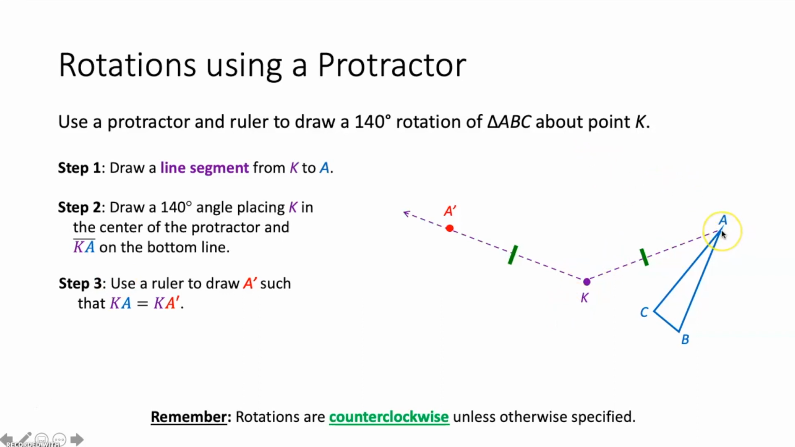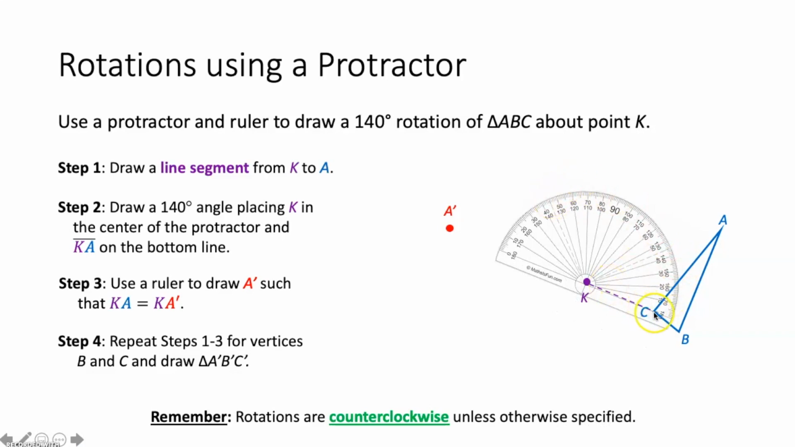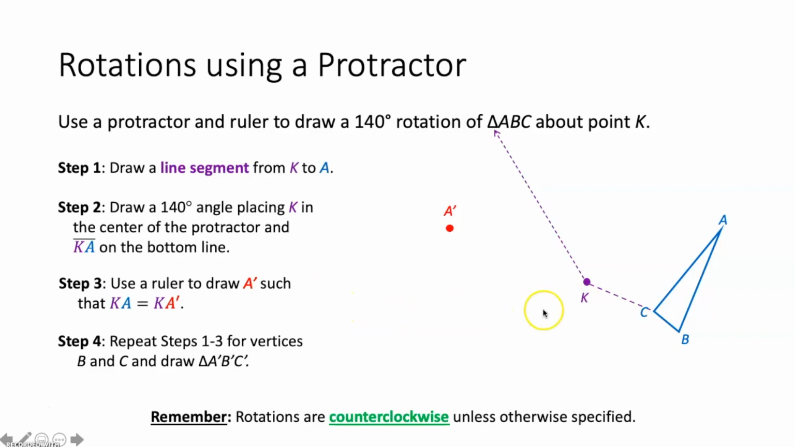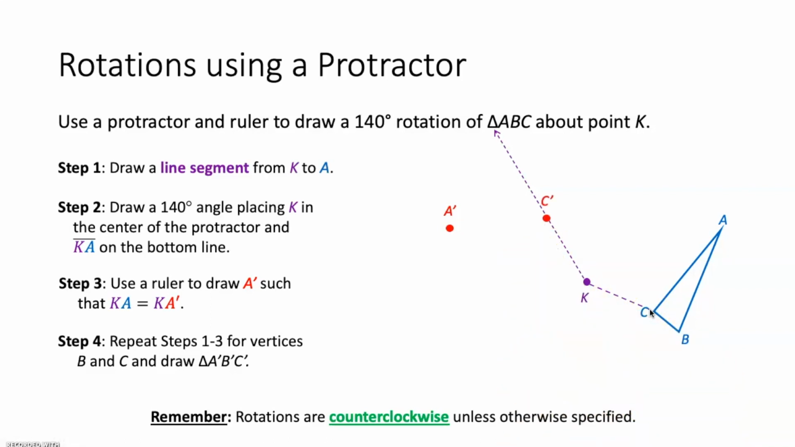Now that I have successfully rotated point A, I need to repeat this for the other two vertices. So let's go ahead and do that. First, I'm going to draw a line segment connecting K to C this time. Now I'm going to draw a 140-degree angle, placing K at the center of my protractor and segment KC on the bottom line of the protractor. Again, my protractor is going to be oriented upward like this because I'm rotating point C counterclockwise. Next, I'm going to draw a ray starting at point K and going through that 140-degree line, thereby creating that 140-degree angle with segment KC. Next, I'm going to draw C prime such that the measure of KC is the same as the measure of KC prime, meaning that C prime has to be the same distance that C is away from our center of rotation, point K.